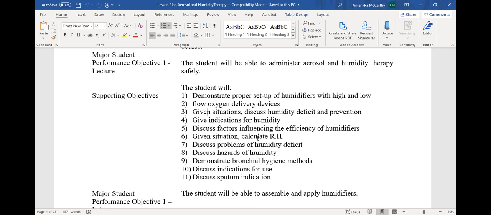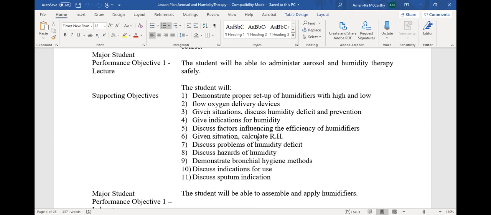Demonstrate bronchial hygiene methods. Bronchial hygiene is cleaning the lungs. We clean the lungs with a good strong cough. We can clean the lungs with bronchoscopy. We can clear the lungs with airway clearance devices and breathing exercises. All of those different things can get us to have better bronchial hygiene.